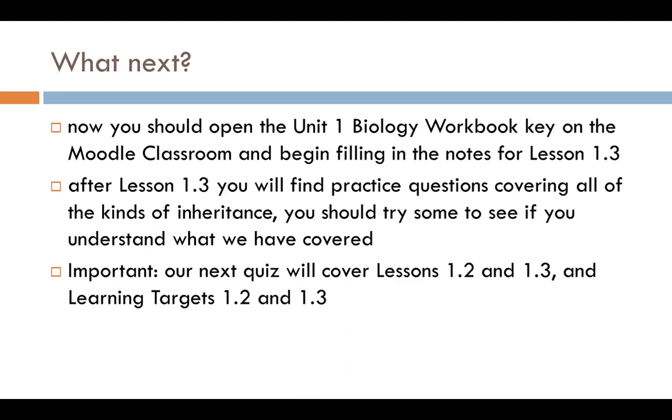Okay? Lastly, know that we are working towards our next quiz, and that will cover lessons 1.2 and 1.3, learning targets 1.2 and 1.3 as well. Make sure that you are practicing this and that you understand how to do Punnett squares for all of the different forms of inheritance, and you will be ready for the quiz.